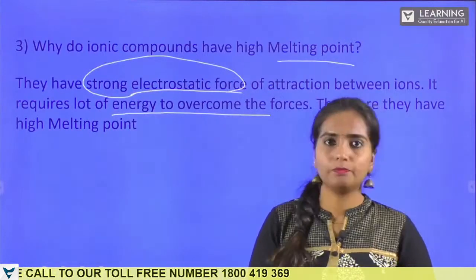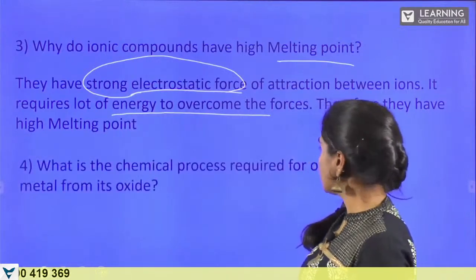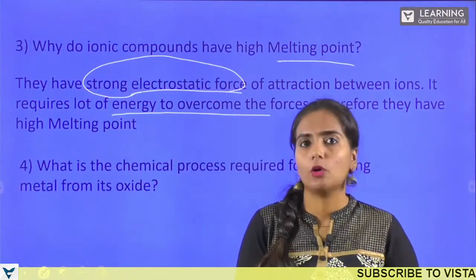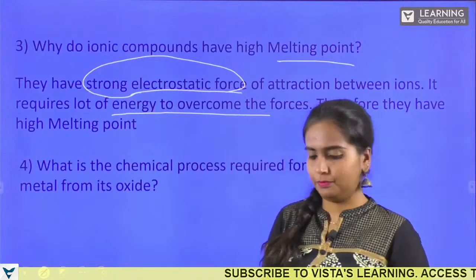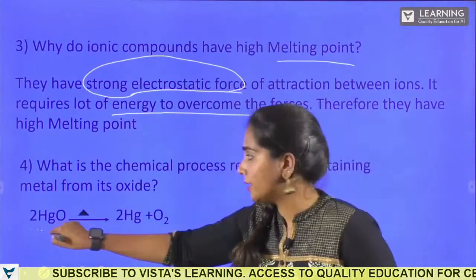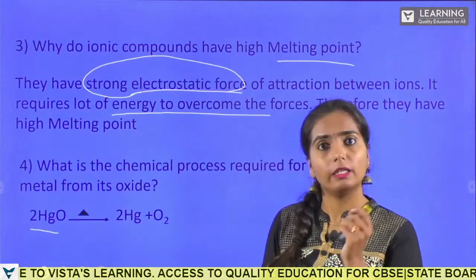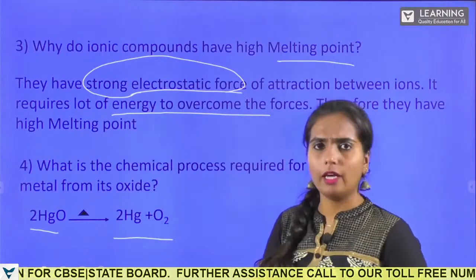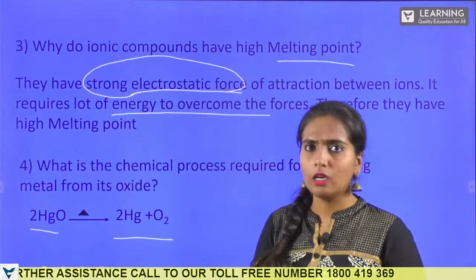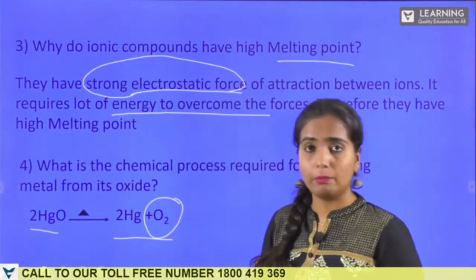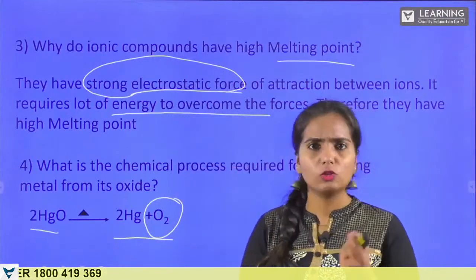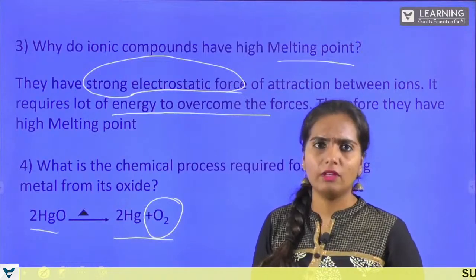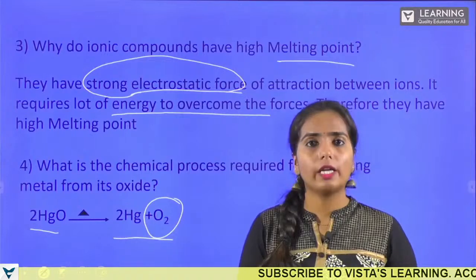Okay. Moving on. What is the chemical process required for obtaining metal from its oxide? You remember, right, we just learnt about it. What is the reaction happening there? Yes. You can see our HgO is undergoing the process with heat. You will be getting our Hg, that is our mercury, and our oxygen is liberated as a byproduct. So what is the chemical process required for metals in oxide form? You can take an example from whatever we have learned, that is 2HgO with heat. In the presence of heat, you are getting mercury and oxygen.